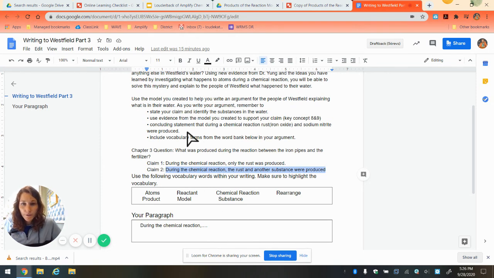The last thing you need to do is make a concluding statement saying that in the chemical reaction, rust and sodium nitrate were produced from the fertilizer and the iron pipes. And then, as always, highlight the vocabulary terms inside your paragraph. It's going to be another 12-point assessment grade. Do your best in doing this. I will review it, and then we'll take this last paragraph and make it into one final letter. So this is it right here.